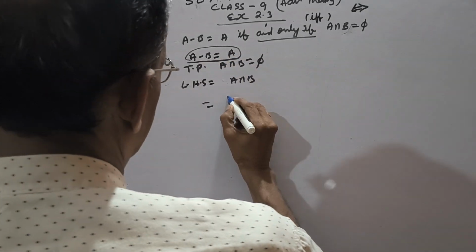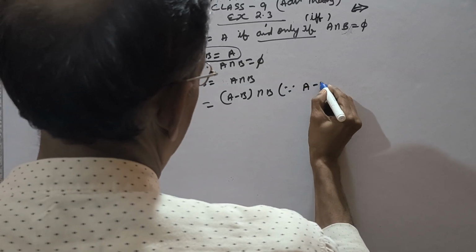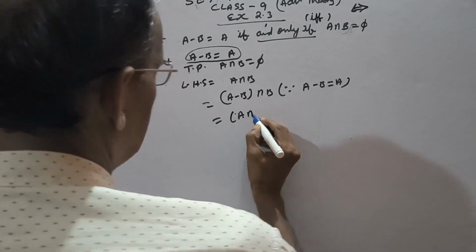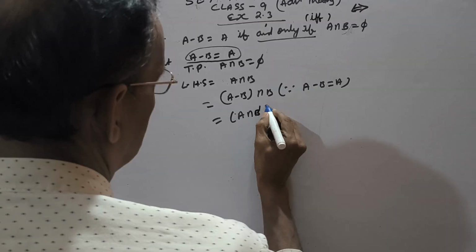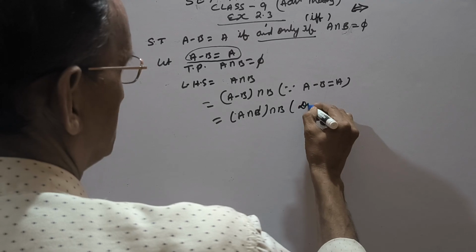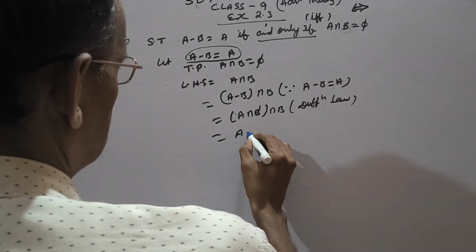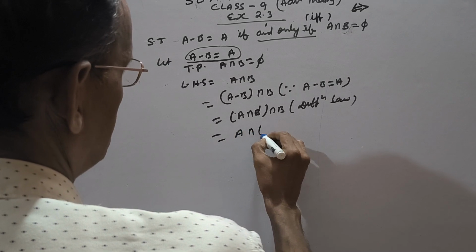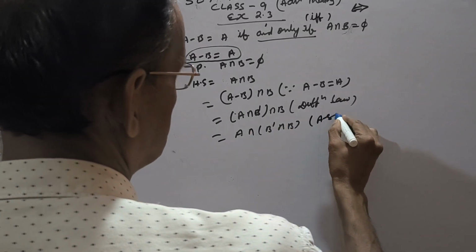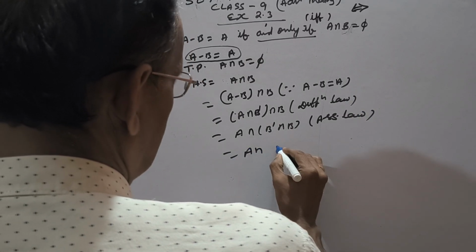So for A, what can we write? A minus B intersection B, since A minus B equal to A is given. You know the difference law: A minus B can be written as A intersection B complement. We must mention the law, the difference law. Okay? Now, using the associative property, you can write A intersection B complement intersection B, this together. This is called the associative law.